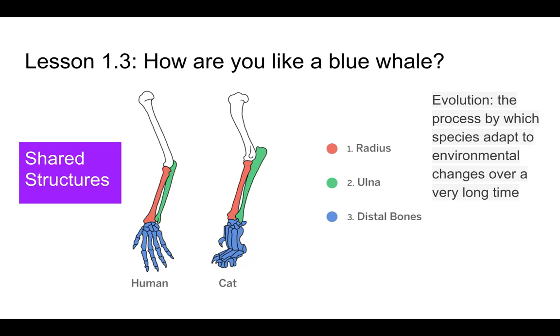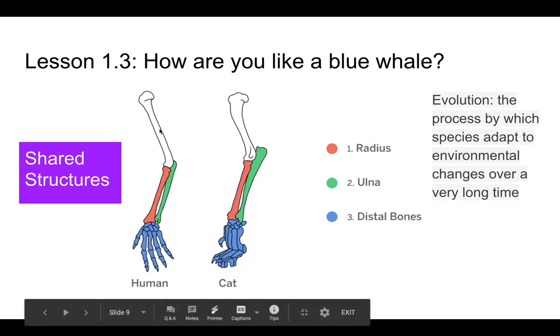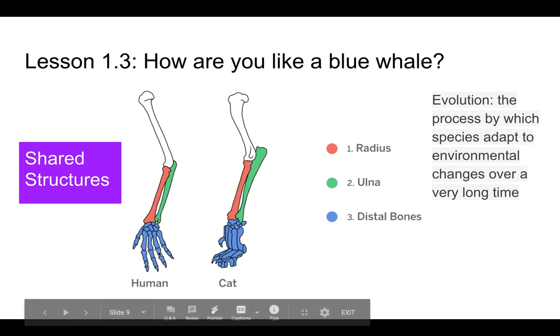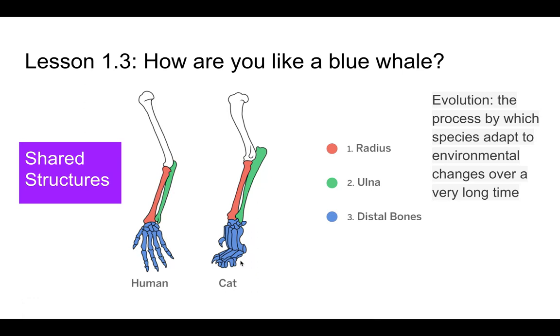So we can see that the upper part of the limb for both has one main bone. The forearm has two bones side by side, a radius and an ulna. And then there's this cluster of little small bones that make up our hand and make up the cat's paw. And those are the distal bones.